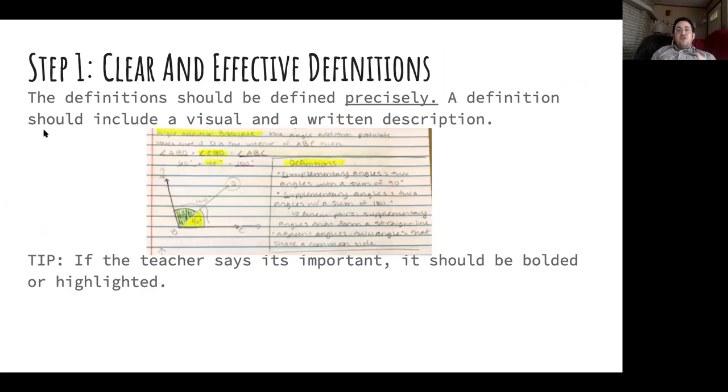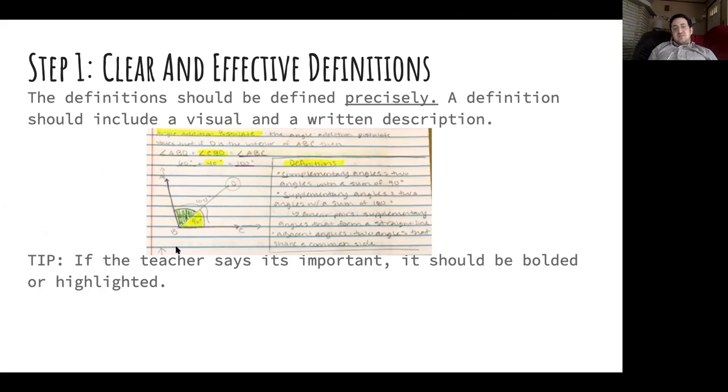All right, so how do you create good quality notes? I want to showcase good work from actual geometry students who have turned in really good notes. So step one is clear and effective definitions. Anytime there is a definition mentioned, you need to make sure that it is made clear. So you should be using the same language that we are using in the videos at the minimum. You should also be including a picture of what it looks like and a written description as well.